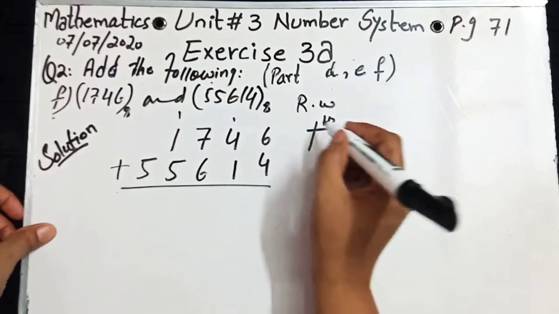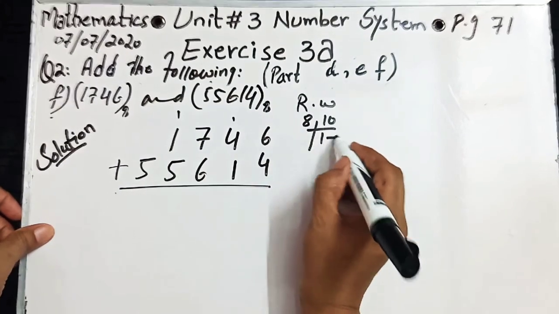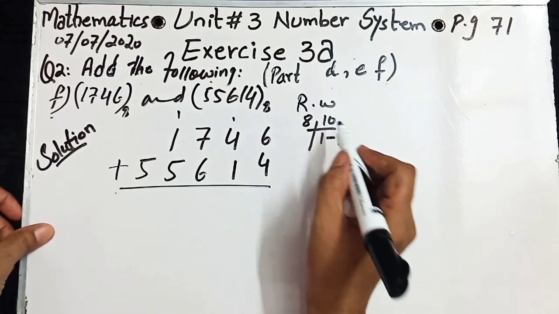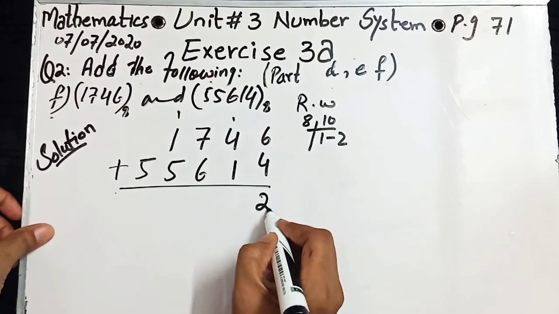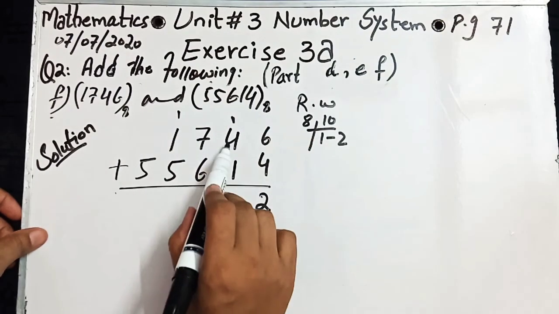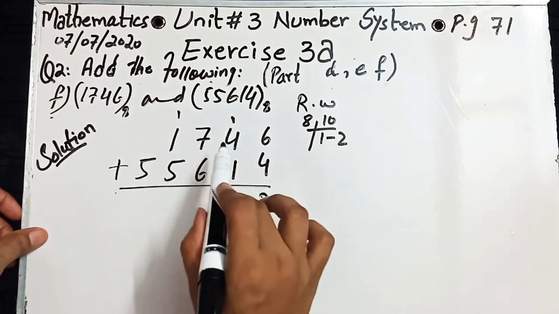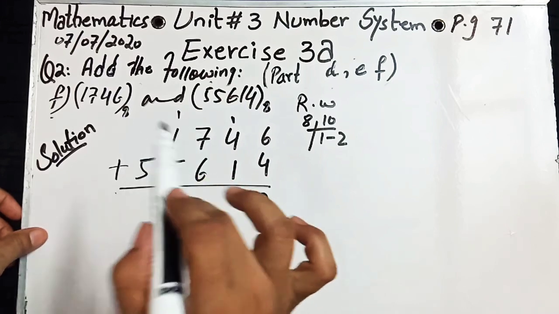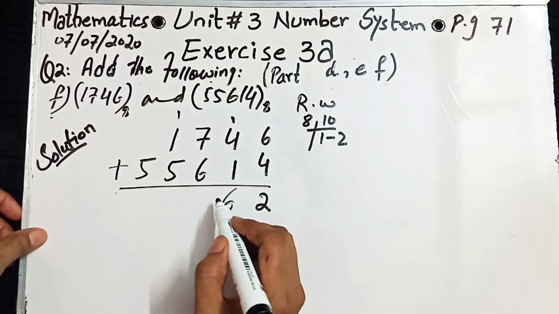6 plus 4 is 10. 10 converts into the base 8 system. 8 ones are 8, 2 is left. It means in the base 8 system 10 equals 12. Clear? So we write over here 2, 1 carry. 4 plus 5 plus 1, we get 6. 6 is less than 8, so copy it down as it is.